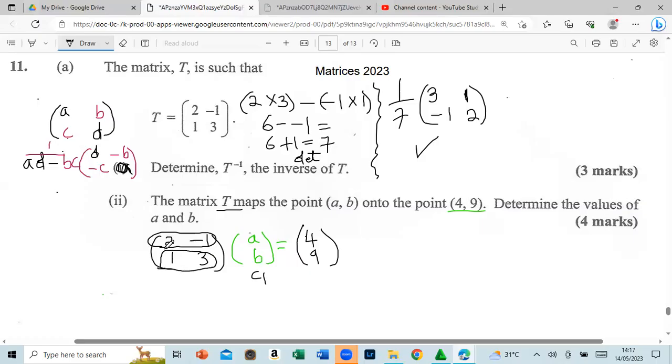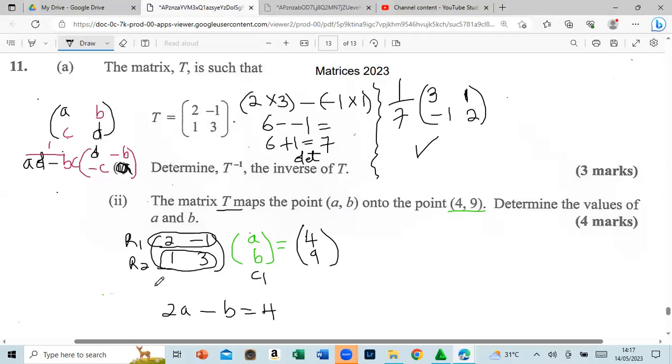Alright, so we're going to multiply 2 times A. It's row by column, it's only one column. We use row 1 first, and then we use row 2. So it's 2 times A, which is 2A, -1 times B equal -B, and that is equal to 4.